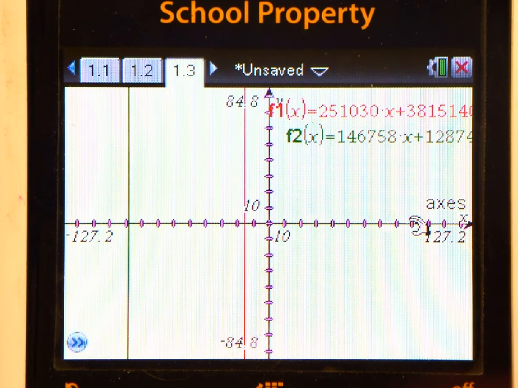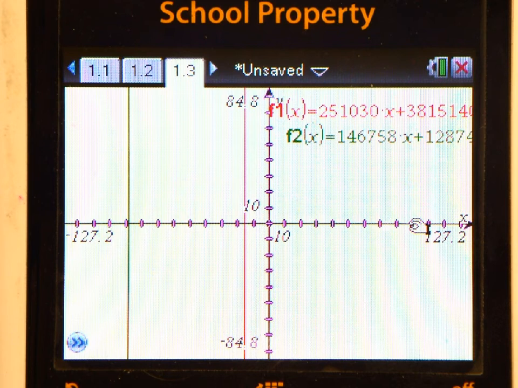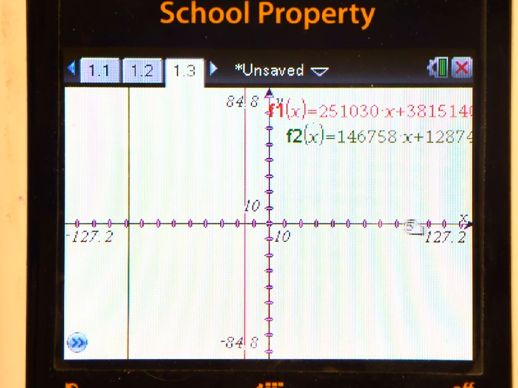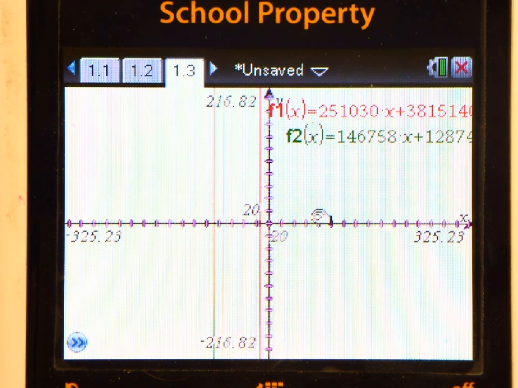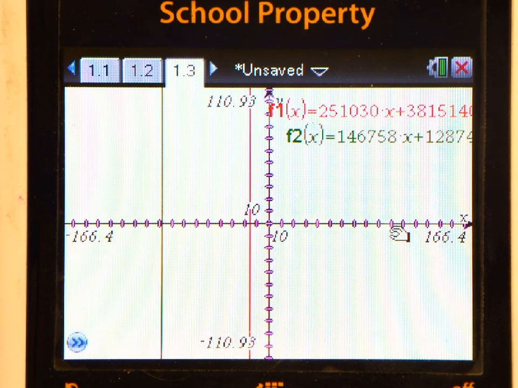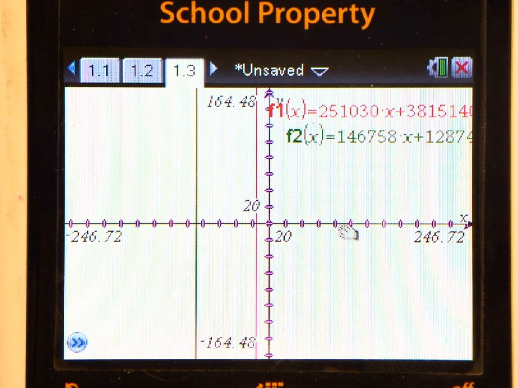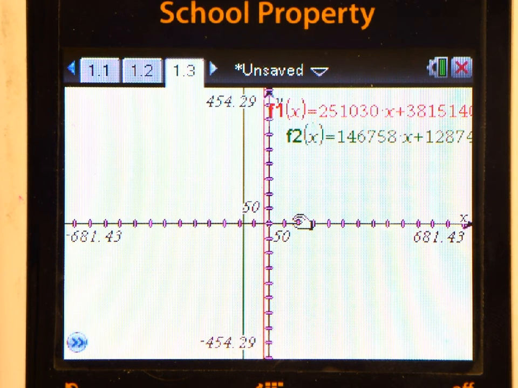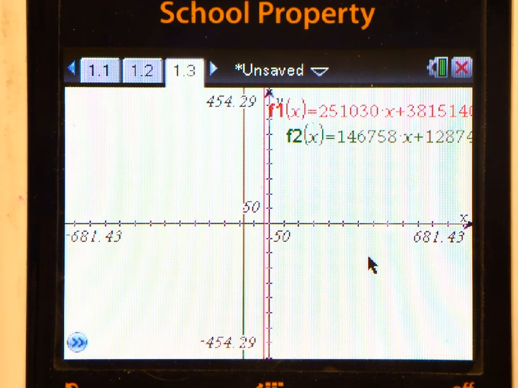You can click and hold. The hand will close. And then you can move the hand around and it will zoom out. Or you can move it back the other way and it will zoom back in. Okay? But if I zoom in as far as I can go, all that's going to happen is I'm going to see these two lines kind of turn into basically the x-axis. Okay? They look like vertical lines, but we know that they're not.